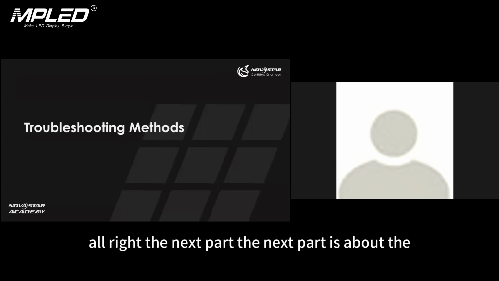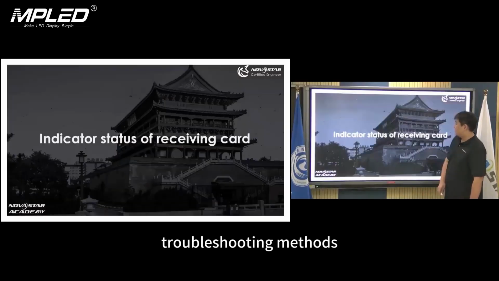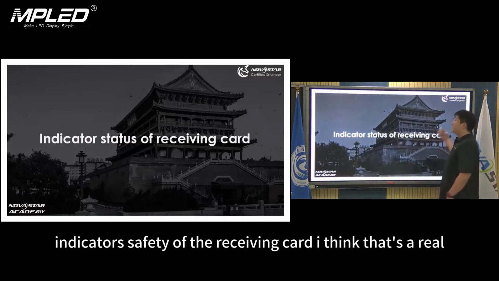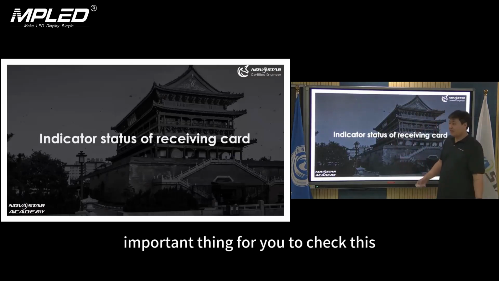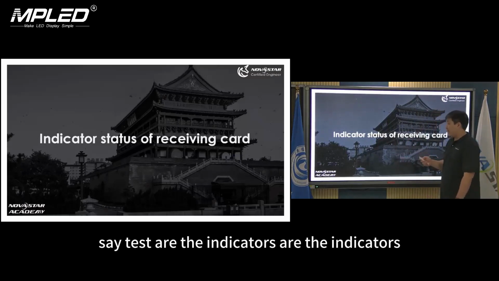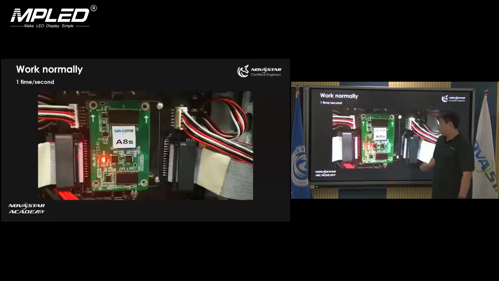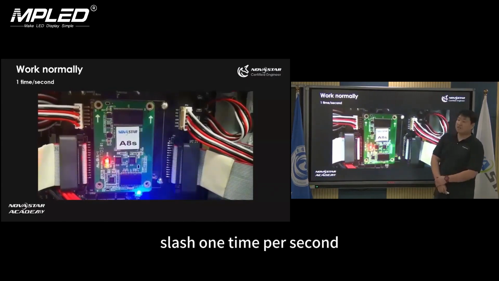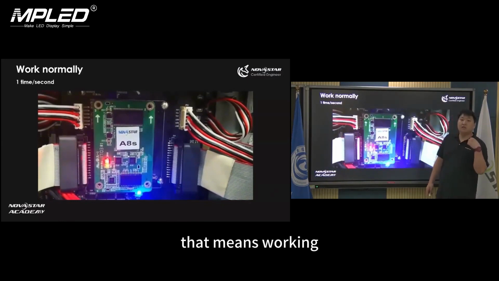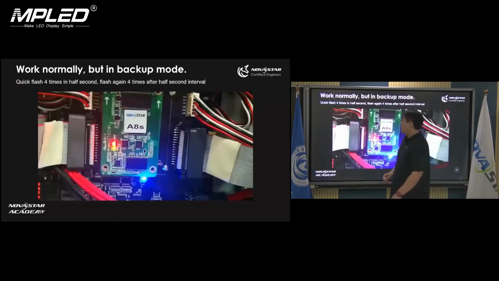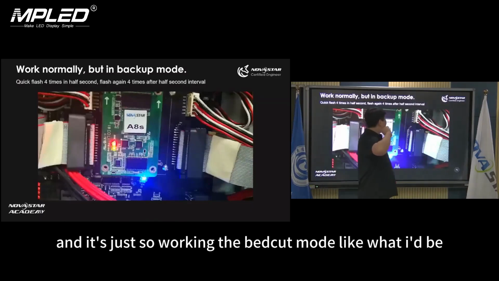All right, the next part is about the troubleshooting methods, and the indicator status of the receiving card. I think that's a really important thing for you to check the string status by the indicators. So when it's working properly, working normally, it flashes 1 time per second. That means working normally.